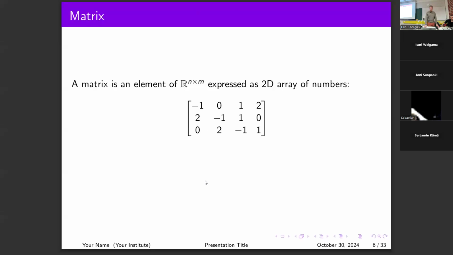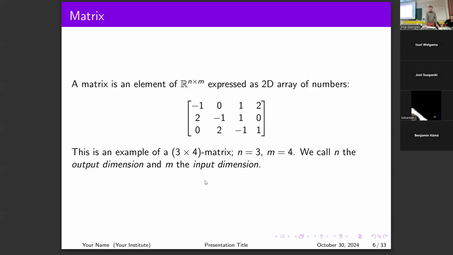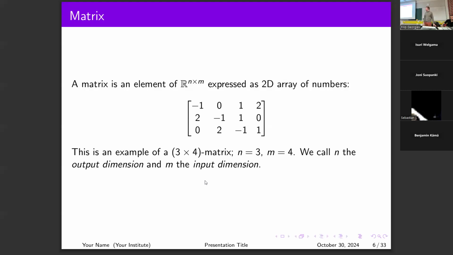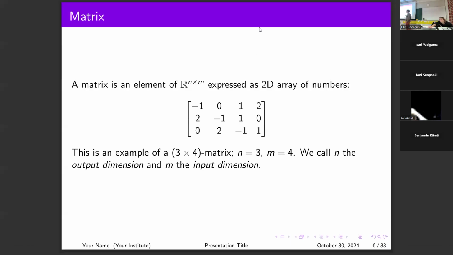Yes. So here we have a matrix, 3 times 4. We might call n the output and m the input dimension, but I'll probably confuse them, so I'll try not to do that. But that's apparently a common way of speaking, because you multiply it from the right. On this course, we will tend to multiply matrices on the right, so then it will make sense this way.